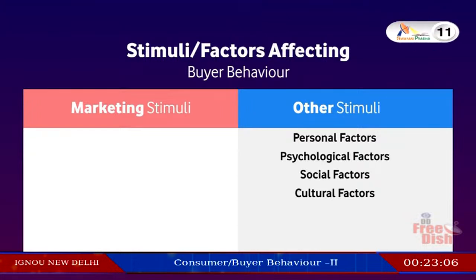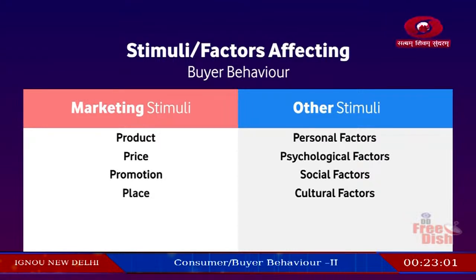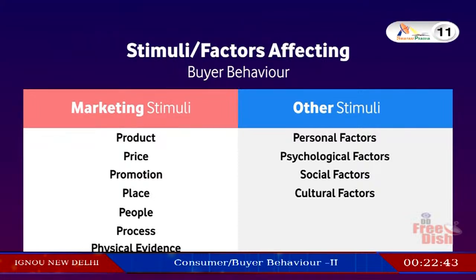marketing stimuli, that is product, price, promotion, and place, the marketing mix, for tangible commodities. If your commodity has some element of intangibility, or maybe your offering is entirely intangible in nature, then your marketing mix comprises 7 P's, and 3 P's get added to it: people, process and physical evidence, right?